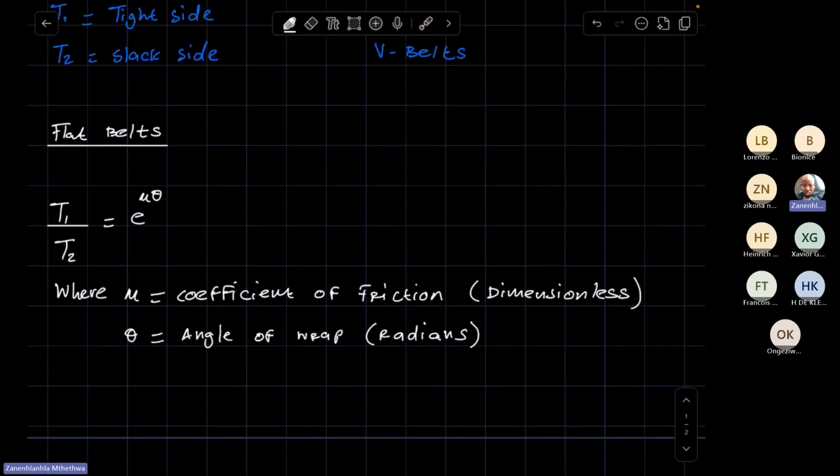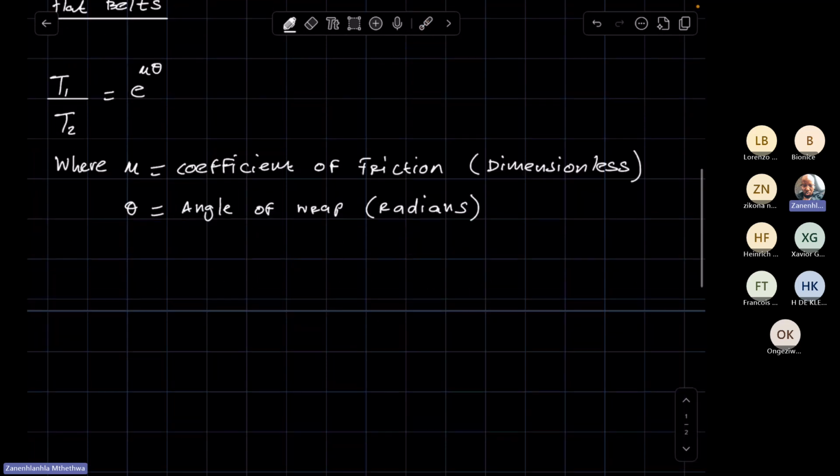Now again, at this level, we don't necessarily expect you to be able to convert from degrees to radians, though just for interest's sake, if the angle of wrap you've been given is in degrees, you must divide it by 57.3 to convert it to radians. But this we'll look at more in N4 when you do Mechanotechnics.